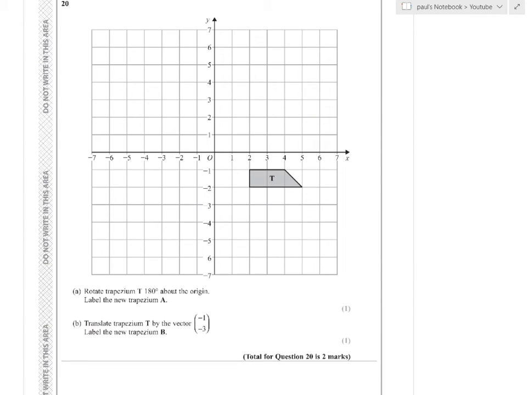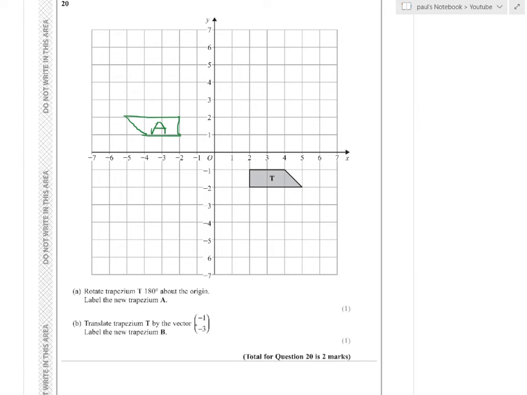Right, rotate the trapezium 180 degrees around the origin. Label the new trapezium A. Now, if this was on a piece of paper, I would do this with tracing paper. But I can't do that, so I'm going to have to go 2 along. So we're going to have to go there. And it's going to be upside down, so the top is going to be 3. And then I'm going to call that A.